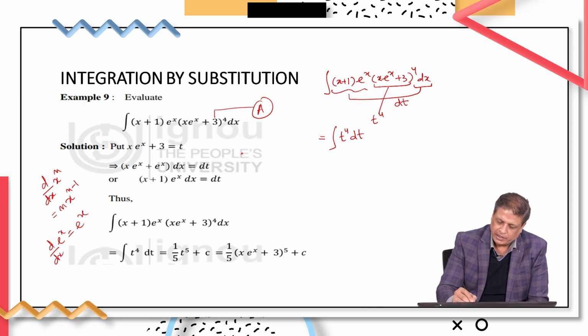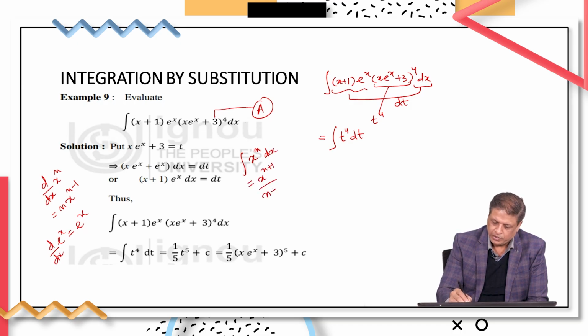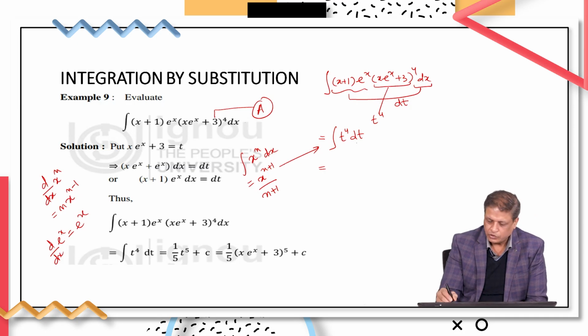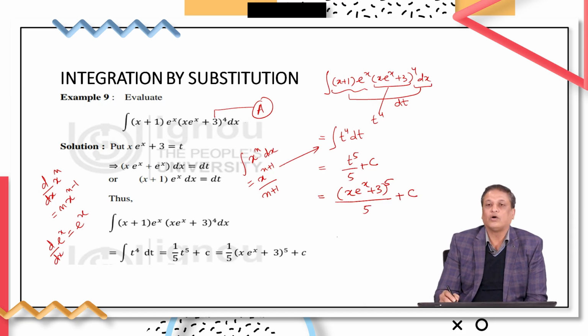Applying the simple formula, integral of x to the power n dx is equal to x to the power n plus 1 over n plus 1, you will get t to the power 5 upon 5 plus c as constant of integration. Substituting the value of t, we get (x e to the power x plus 3) to the power 5 divided by 5 plus c. So, this is the answer of the overall integration shown over here.